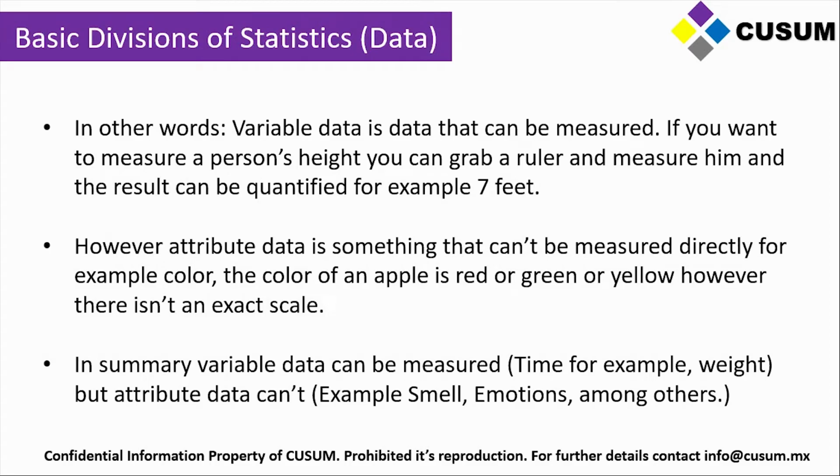So variable data is something that you can measure. For example, a person's height. If someone is 7 feet, there can be another person that is 6 feet, another person that is 6.5, 6.9. So there can be multiple infinitesimal divisions between the measurements.